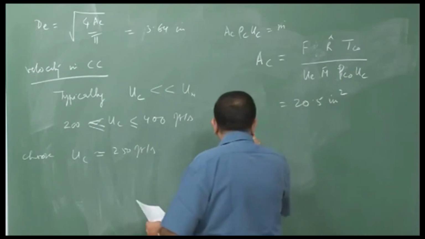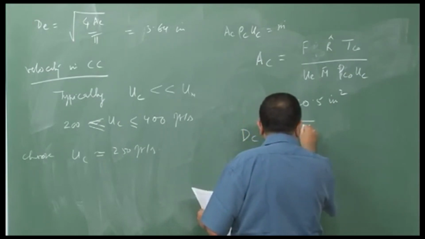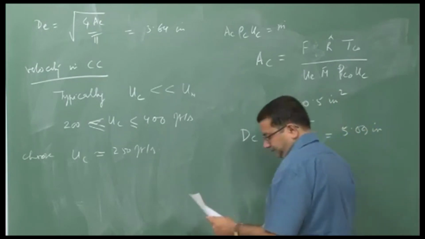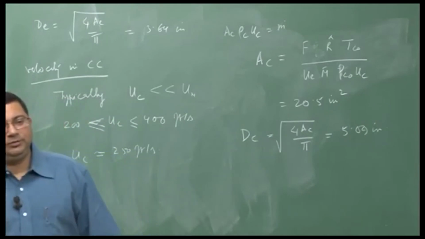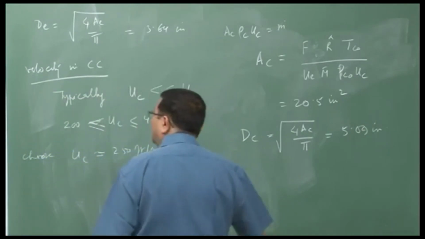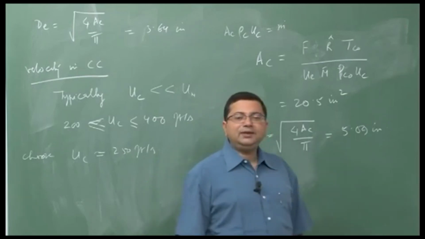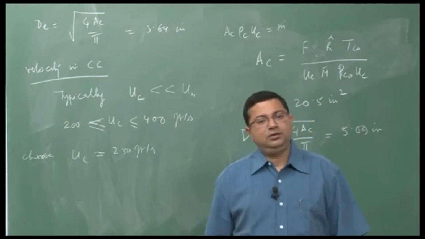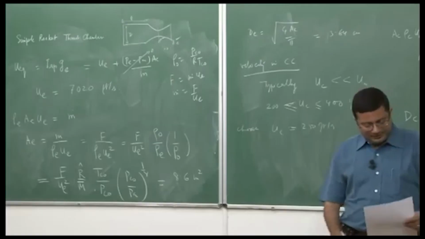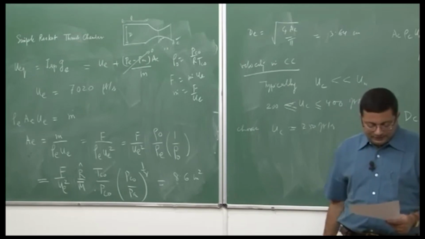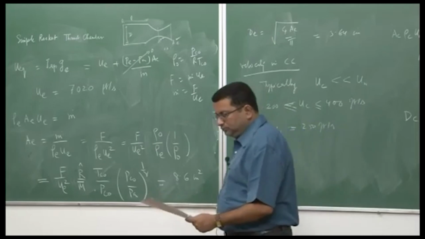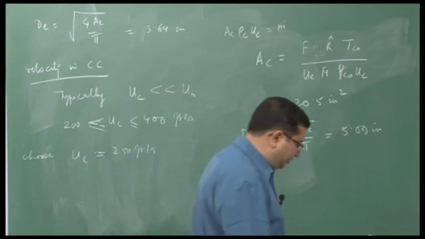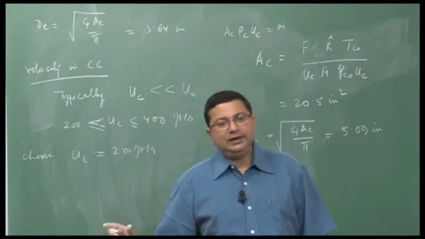Therefore, the combustion chamber diameter is about 5 inches, okay. That is the combustion chamber diameter. So, once we have estimated the combustion chamber diameter, next we need the combustion chamber length. Now, length is something that depends on characteristic time and the combustion instability parameters. At present, we will consider a length factor, which is typically given by the ratio of combustion chamber volume to the critical area.